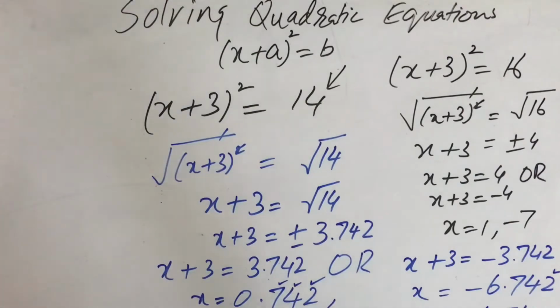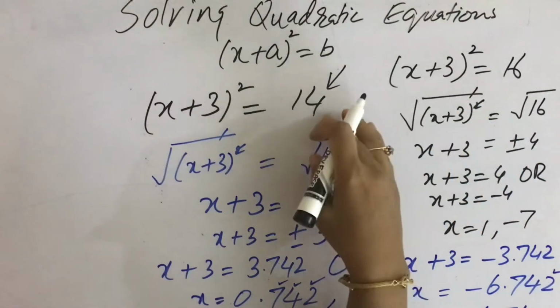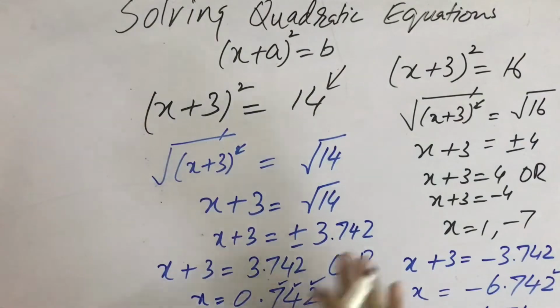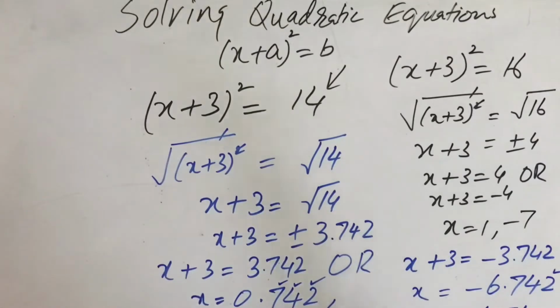So answer comes in decimal when the b, or the right hand side, is not a perfect square, and you have to use a calculator to find the answers, and answers will be in decimal. In such questions, the factorization is impossible and you have to adopt the other methods.